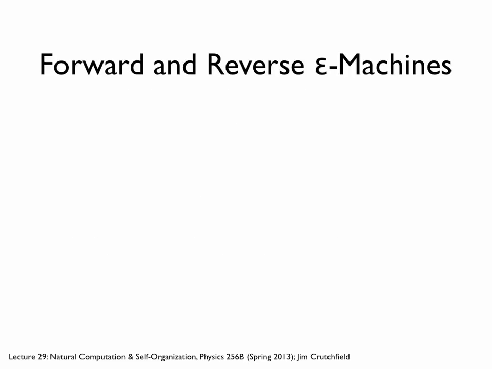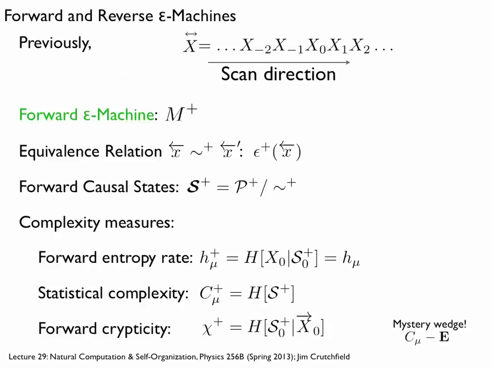Okay, so first, just notation again, mostly just putting pluses and minuses on things we're familiar with. We had this bi-infinite chain of variables, and we're scanning with the index increasing. Now the causal states, the analysis we get out of that by using the predictive equivalence relation, we're going to call the result the forward epsilon machine, M plus. Then we have this rewritten equivalence relation, which we're going to call twiddle plus to make the distinction.